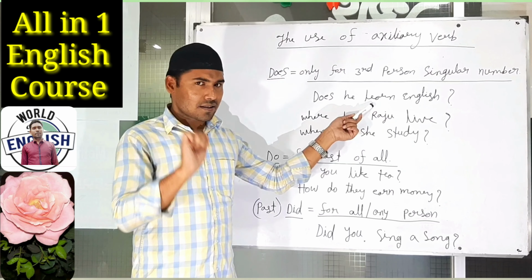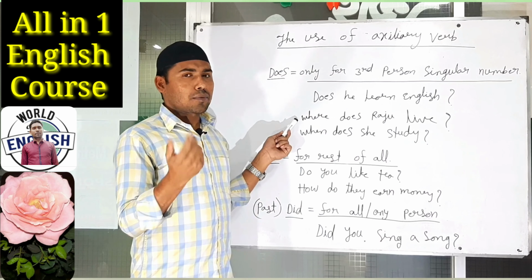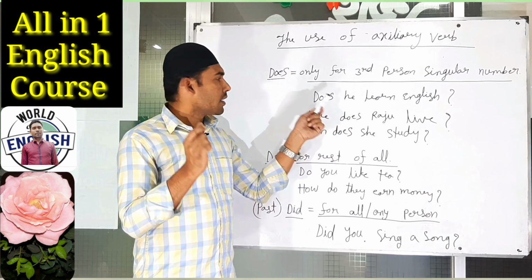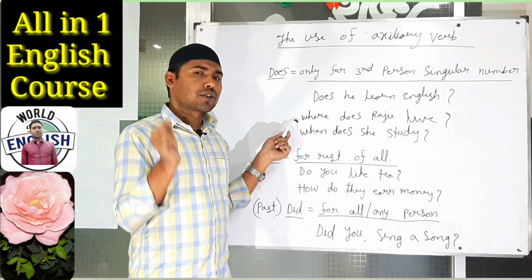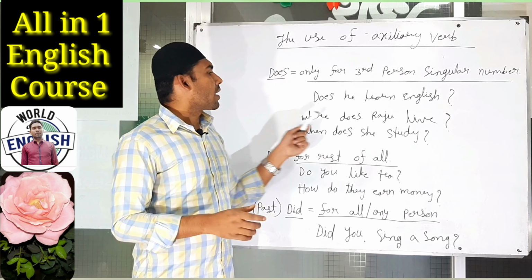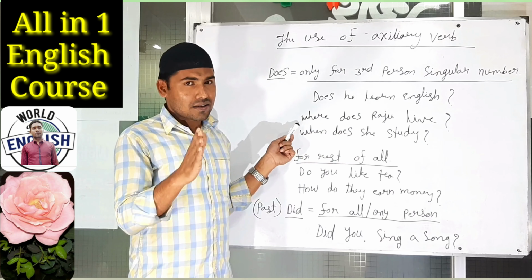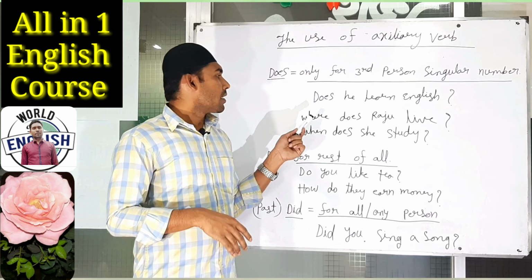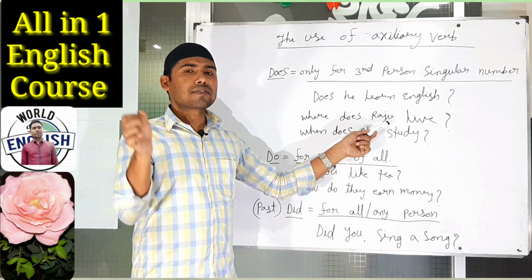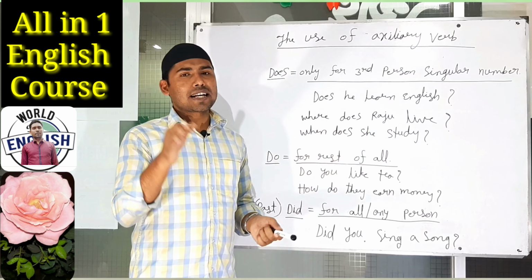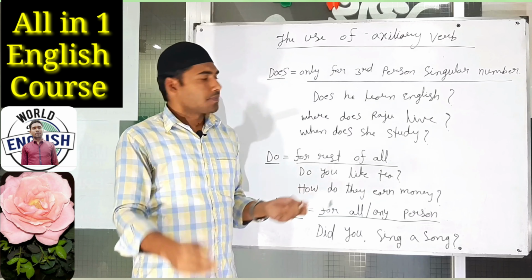So, does he learn English? Yes, he learns English. We can make WH questions here also. We know before any basic question, if we put any WH word, it will be a WH question. Suppose, where does Raju live? It's a WH question. Answer, Raju lives in Dhaka. Raju lives in Chittagong. Raju lives at Mirpur in Dhaka, like this.